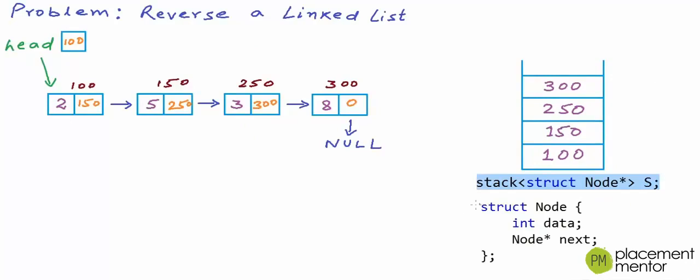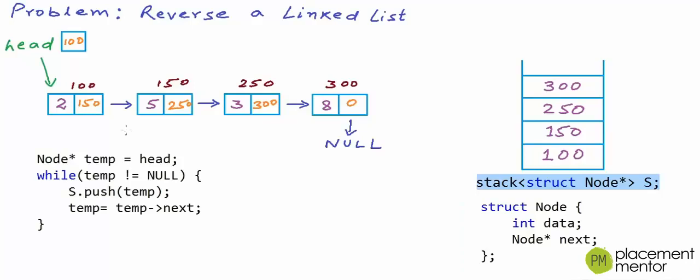If node is defined like this in C++, we will have to use these statements to traverse the linked list and push all the references. Let's say head is a pointer to node, which I'm assuming is a global variable that will store the address of the head node. I'm using a temporary variable that is a pointer to node. Initially, I'm storing the address of the head node in this temporary variable, and then I'm running a loop and traversing the linked list, and as I'm traversing, I'm pushing the reference onto the stack.